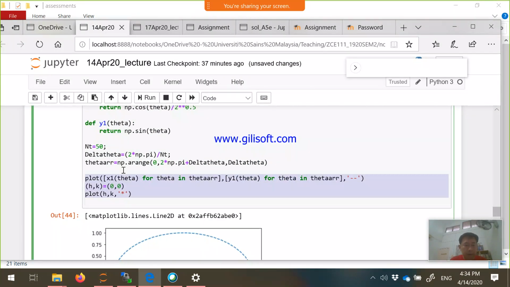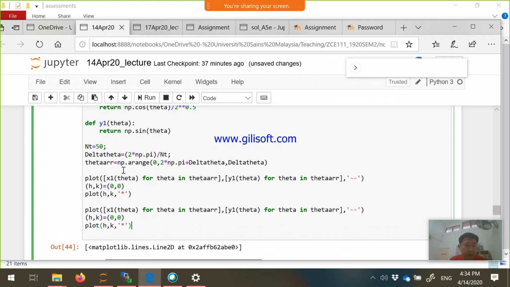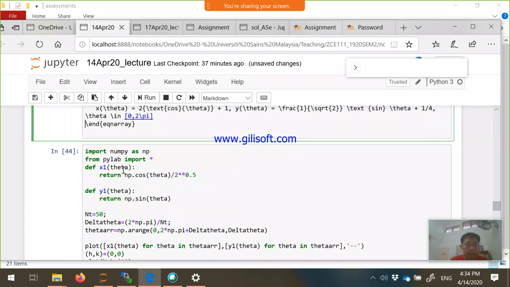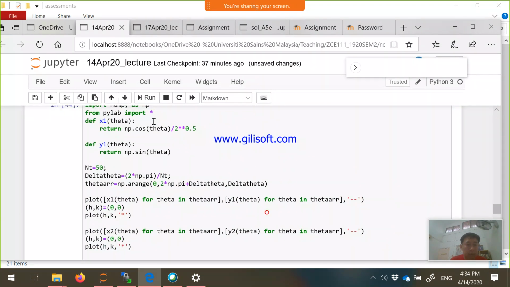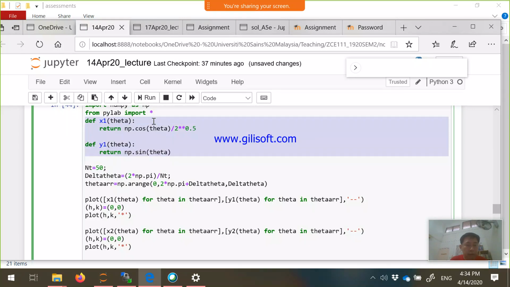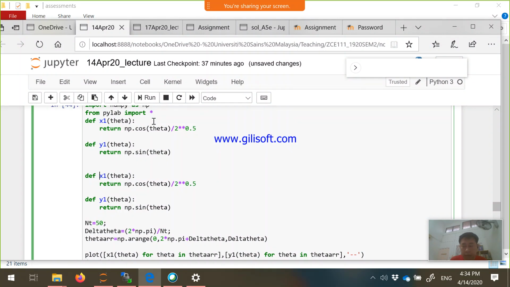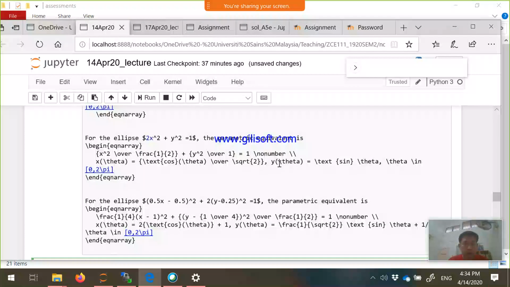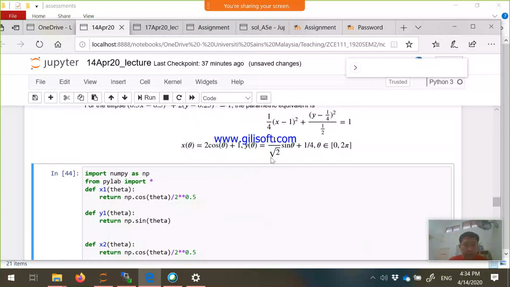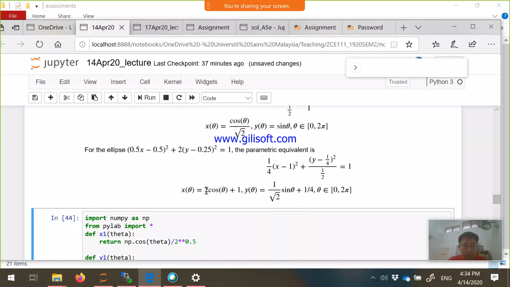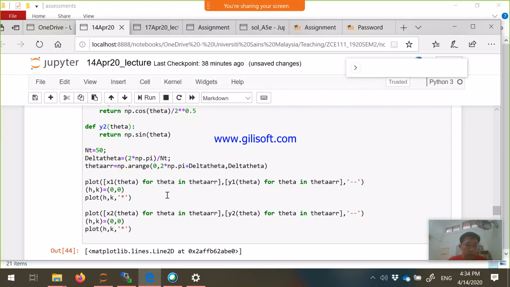Now, if you do the same thing, you can do the same for x2. Right, so this is x2, and then this is y2. So I have to define my parametric equations for the coordinates of x2 and y2. So just do it here. For the second parametric curve, it is x2 and y2, and I have to be very careful about the formula. The coordinate for x2 is 2 cos theta plus 1. Let me write it here: 2 cos theta plus 1.